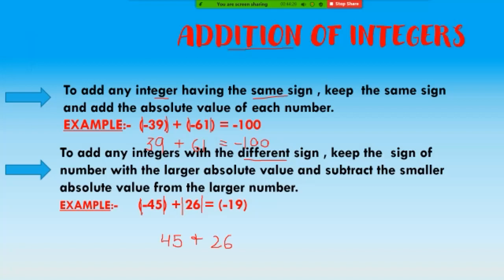So here which number is bigger, 45 or 26? Obviously 45. So our answer will also contain a minus sign. Now what we have to do, we have to not add, but we have to subtract these two numbers. So our answer 45 minus 26 will be 19, and our minus sign is also there, so minus 19. This will be our answer.